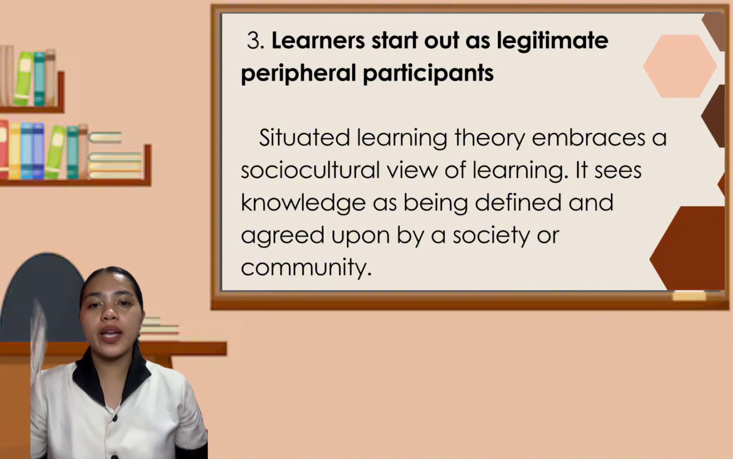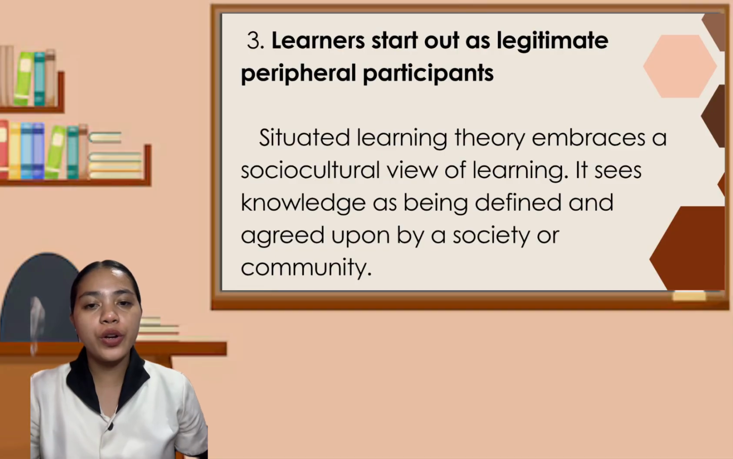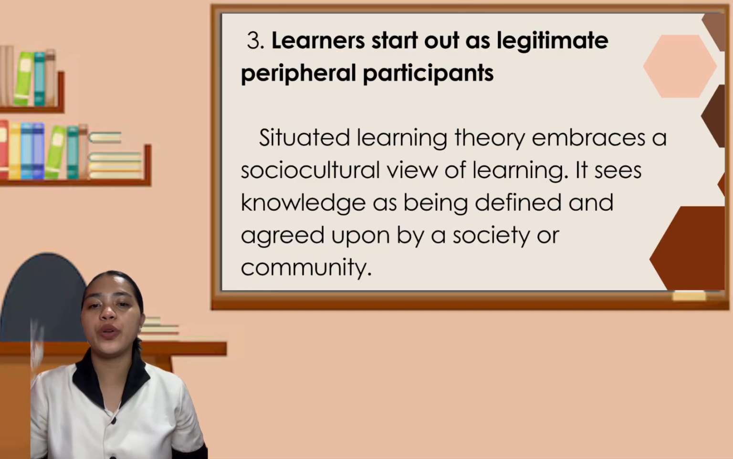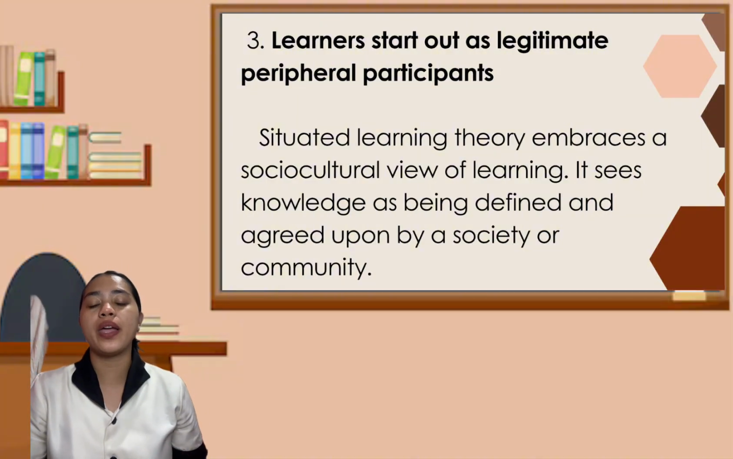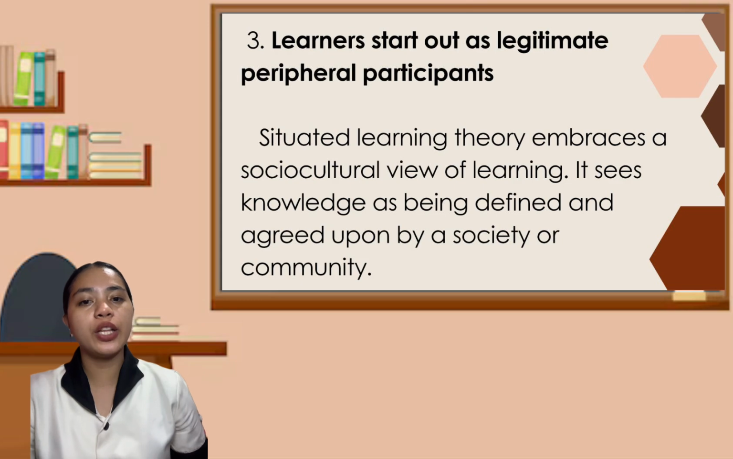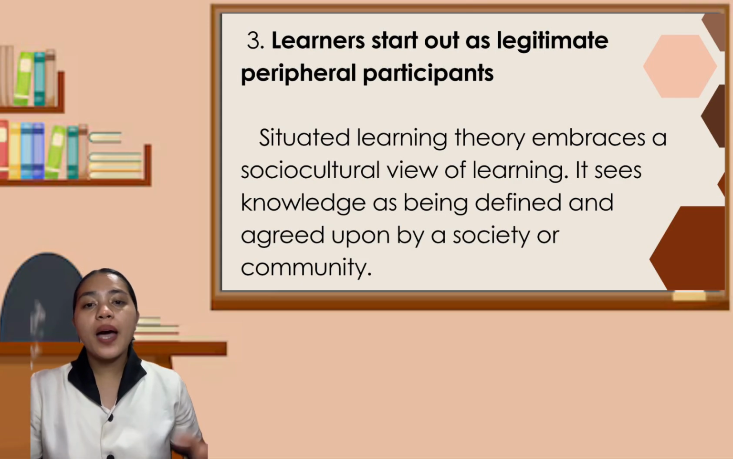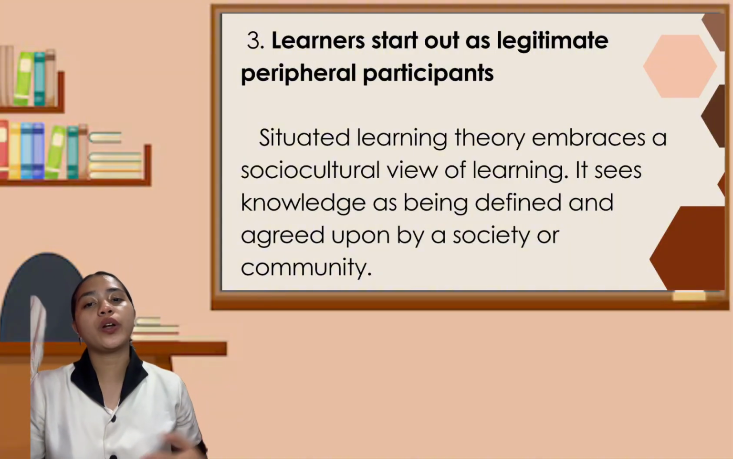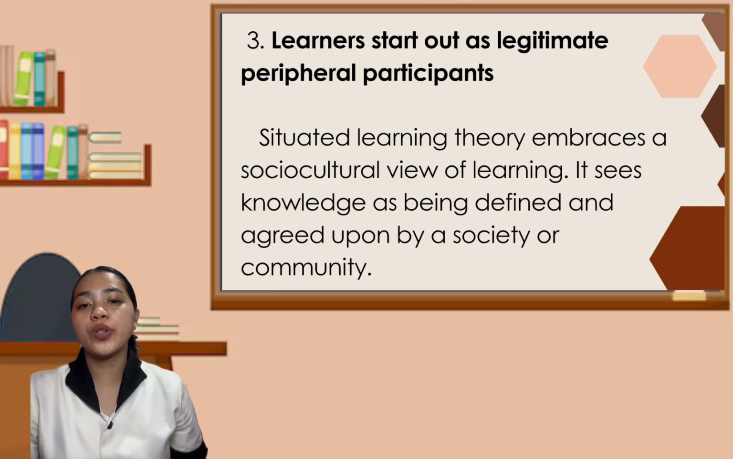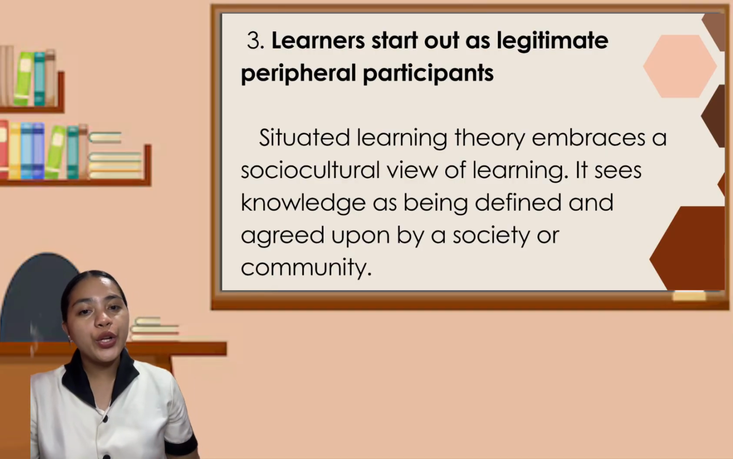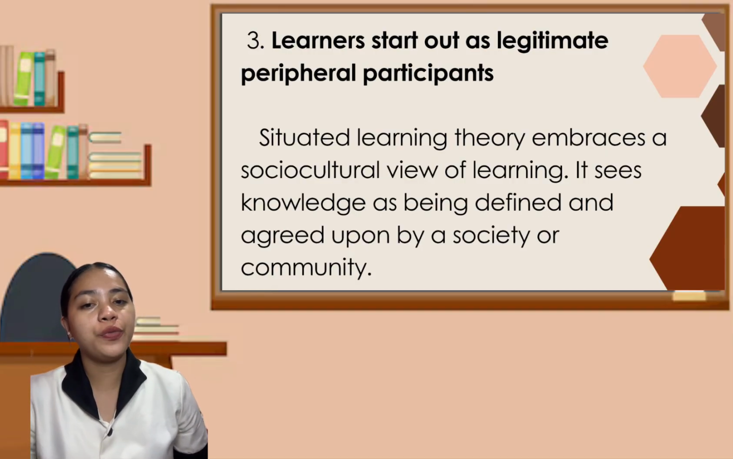Learners start out as legitimate peripheral participants. So Lave and Wenger argue that learning should take place through an apprenticeship model. The apprentices are what Lave and Wenger called legitimate peripheral participants. This term shows that when you start out, you're on the outside of the community of practice.